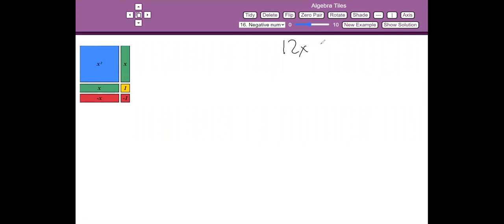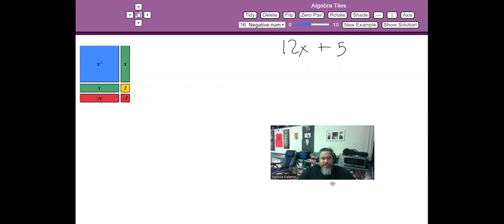What if we have something like 12x plus 5? We're gonna run into some partials here, and that's this lesson: partials and how to work with them. One second. There we go. Okay, 12x plus 5.